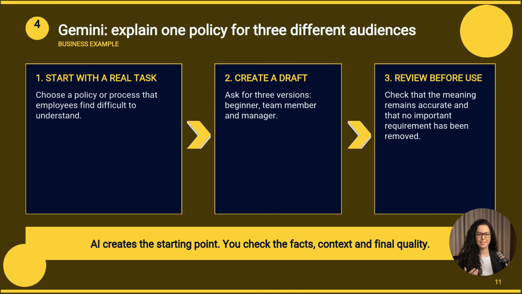A beginner may need simple language, a team member may need clear actions, and a manager may need the risks and decisions. This is useful in training, onboarding, and internal communication. The important review step is checking that simplification has not changed the meaning or removed a requirement. AI can improve accessibility, but the original source remains the authority.